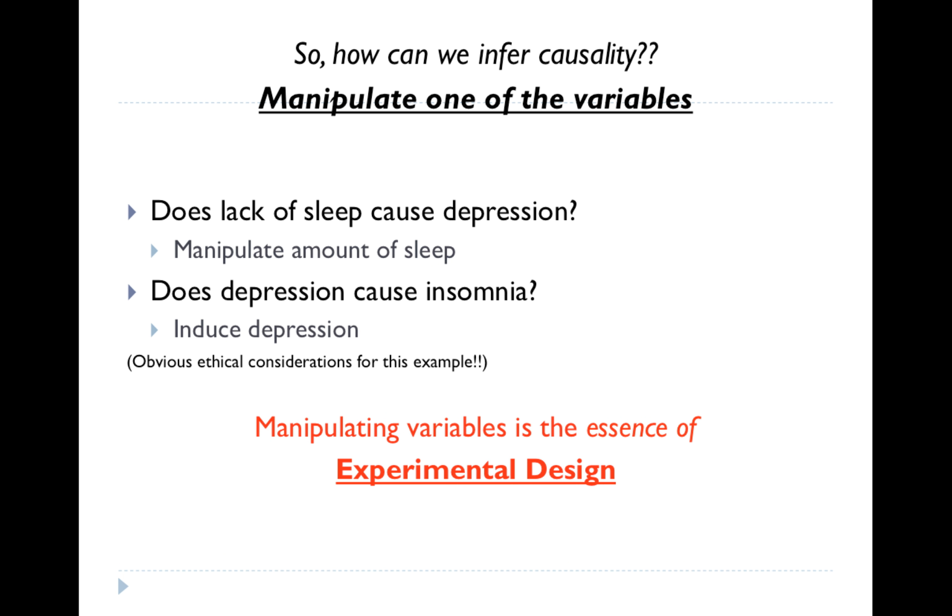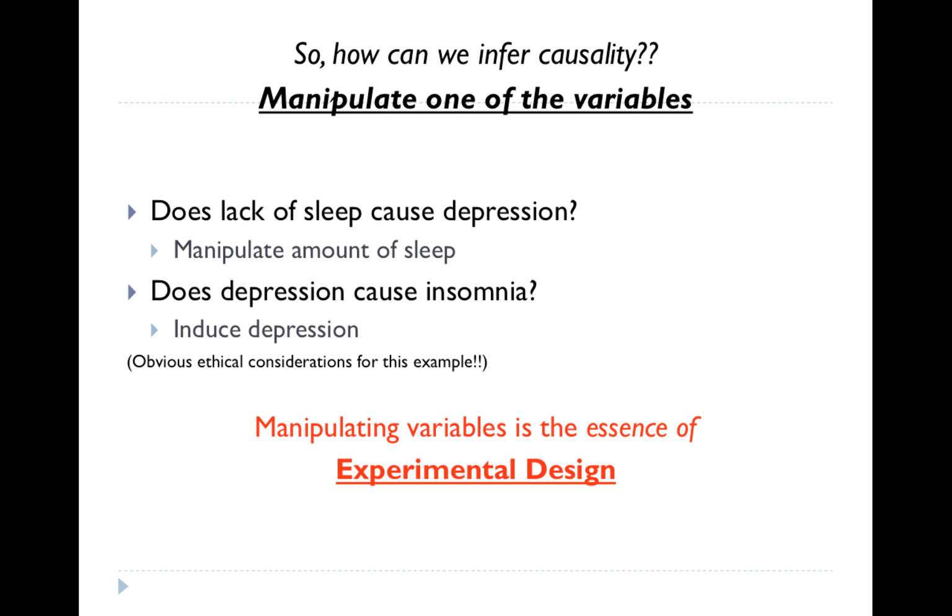We can never infer causality. To do that, we really need to manipulate the variables. So we have to do an experiment. But, obviously there's some ethical concerns here. But what we would have to do theoretically to figure out what comes first, is the lack of sleep causing you to be depressed. We could do a study where we manipulate the amount of sleep that people receive, and then we can observe over a period of time if as a result of sleep deprivation they would experience depression.